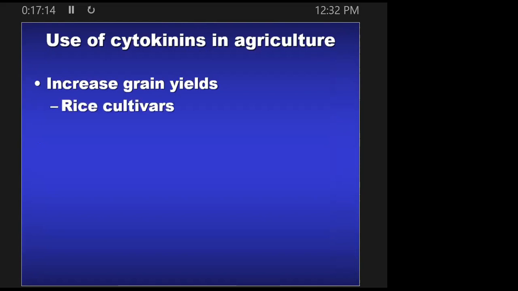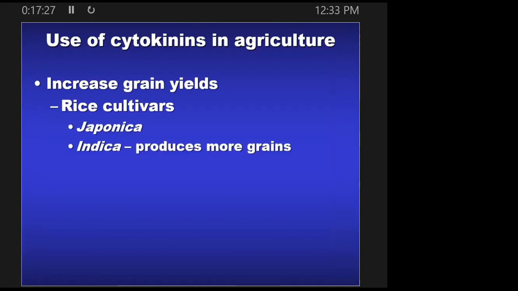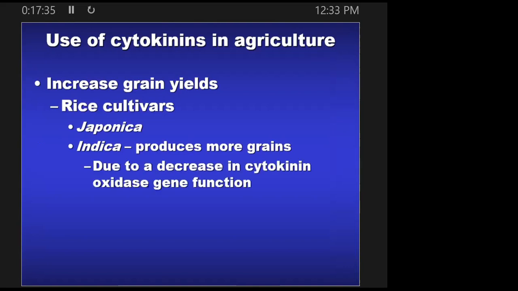They've also found that with rice, which is big business, you can pump up the amount of grain per plant with the correct application of cytokinins. So these two genera of rice cultivars, the Japonica and Indica, they've done studies with those, and what they've found is with the Indica variety, they have a situation: cytokinin oxidase is an enzyme that breaks down cytokinin.